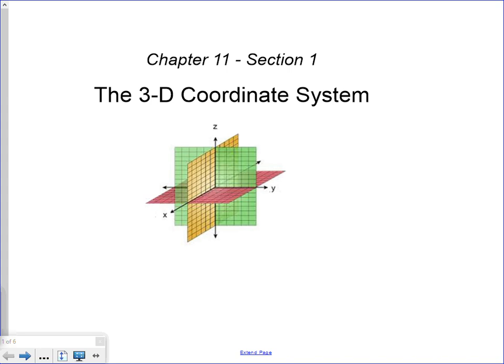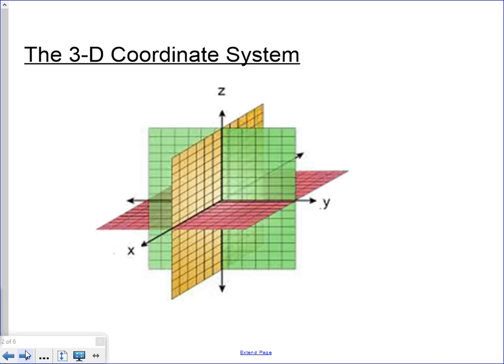So go ahead and get out your notebook. Your substitute should have handed out the 3D graphing papers so that you can use those to help you graph today. And we'll go ahead and start talking about the 3D coordinate system. So we're looking at points in space. I think most of us would be okay with the idea of an XYZ plane or XYZ space.